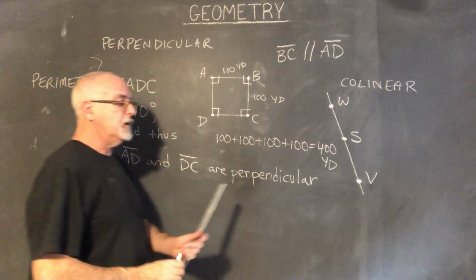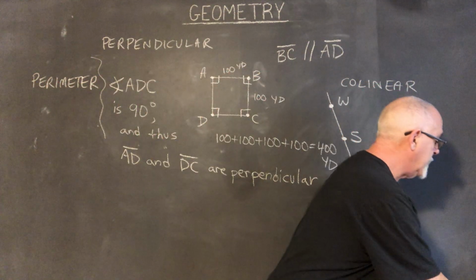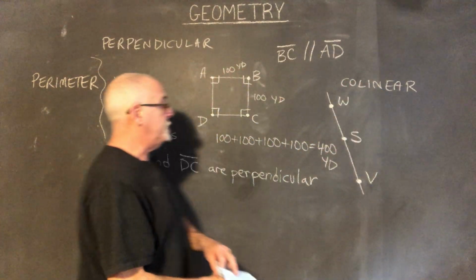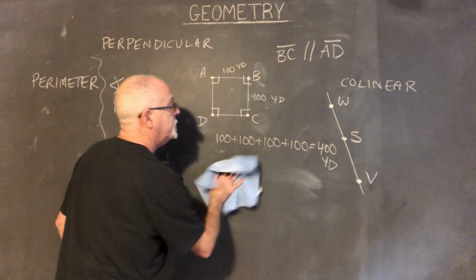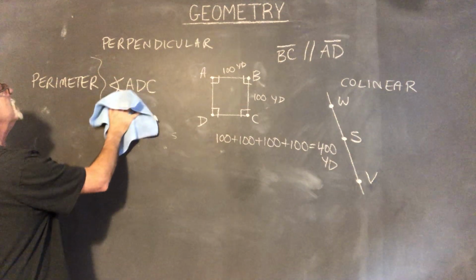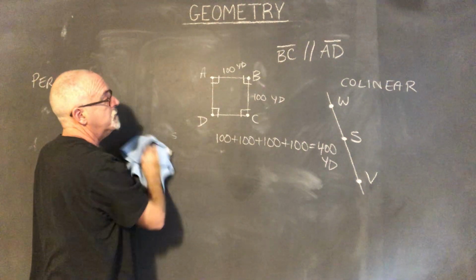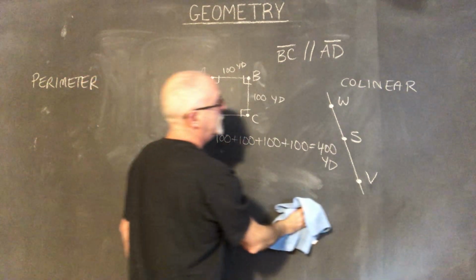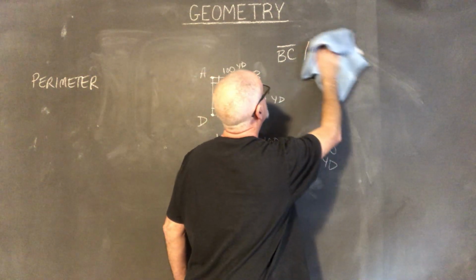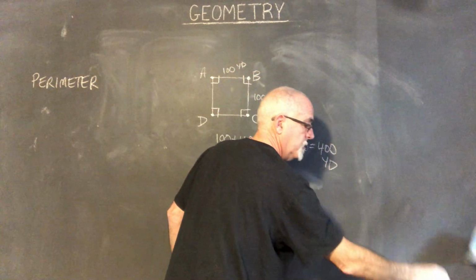That's one way of calculating it, just simply by adding together the lengths of the 4 sections of fence. But it's not the only way of figuring it out. I'm going to keep the word perimeter here and get rid of some of the other stuff. There. Now we have some room.